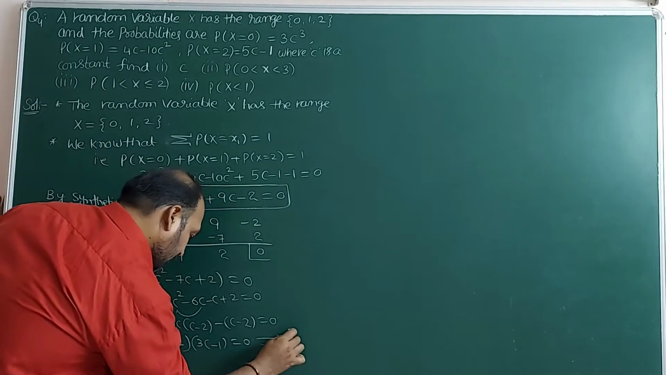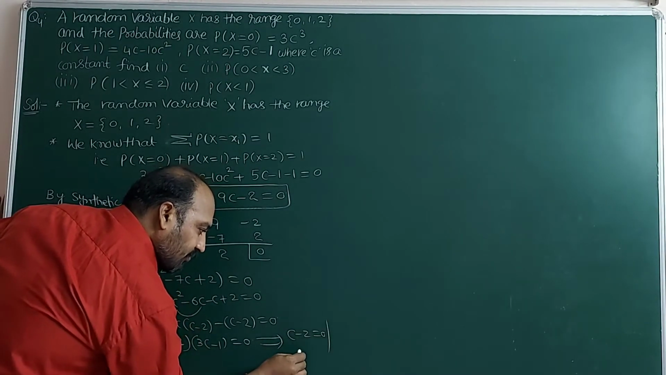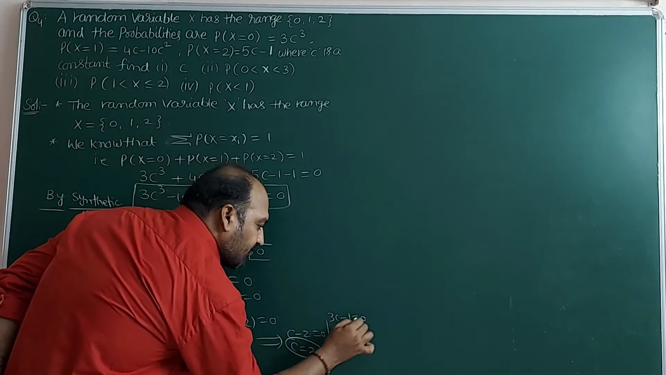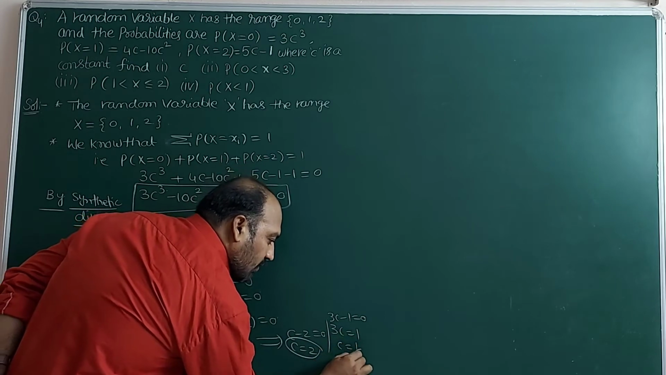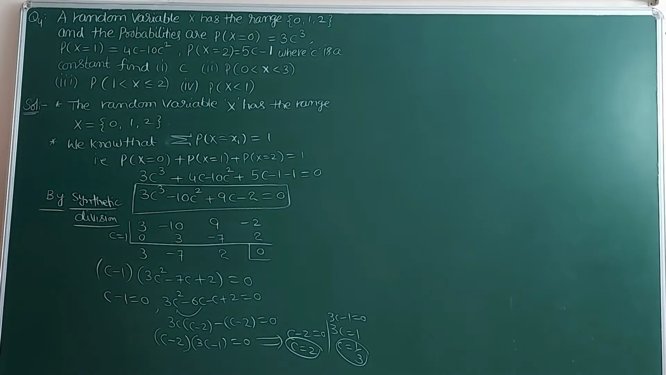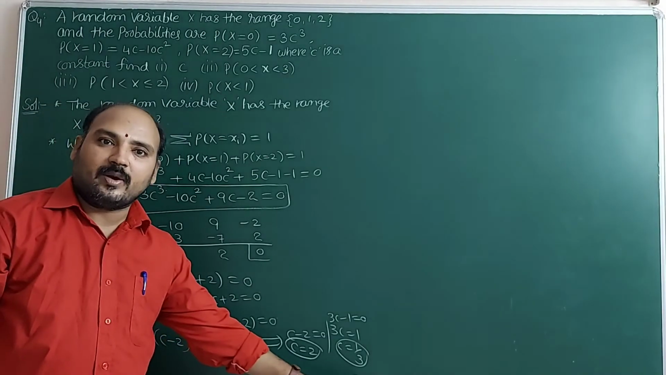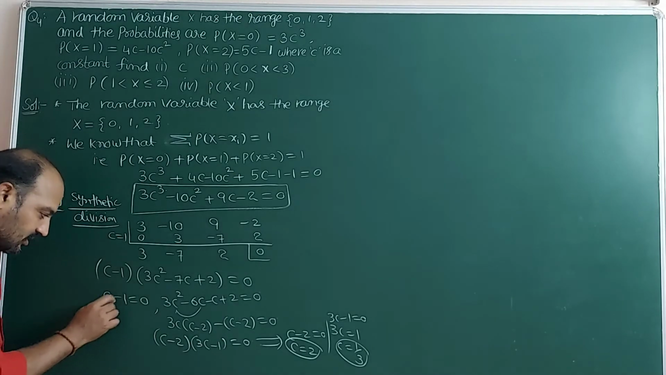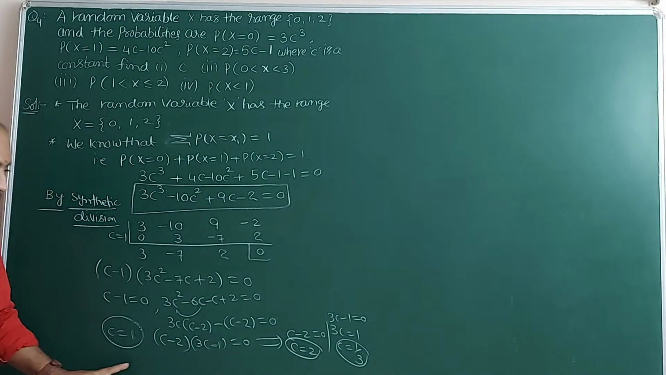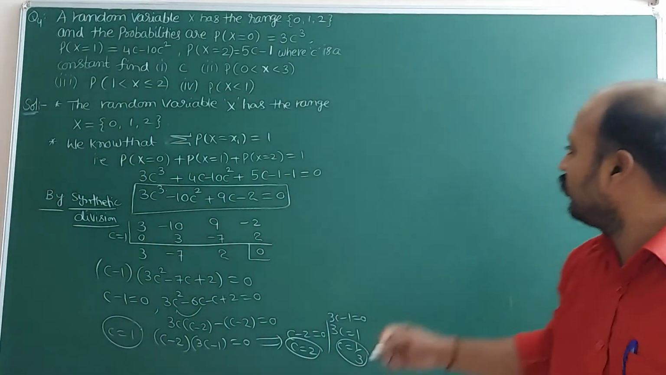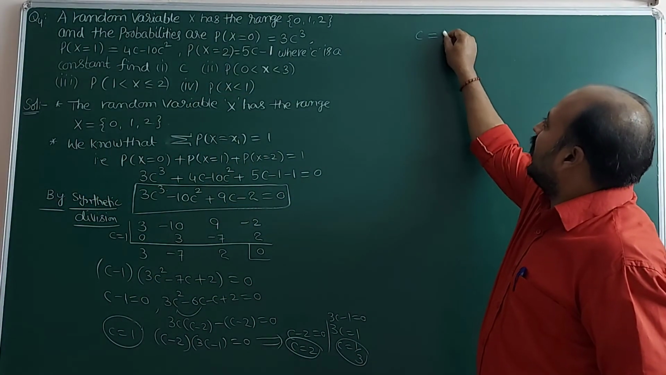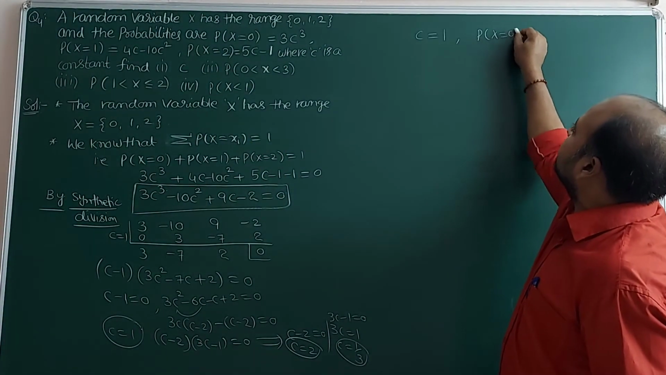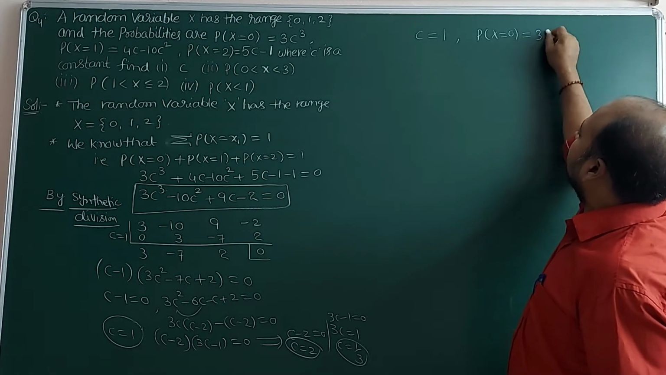That implies that c minus 2 equal to 0, c is equal to 2, and 3c minus 1 equal to 0, 3c is equal to 1, c is equal to 1 by 3. C is equal to 1, c is equal to 2, c is equal to 1 by 3. Now we will verify which values are correct values. C minus 1 equal to 0 means c is equal to 1. So among these values, which one is the right value? If we take any one of the probabilities we will verify. Suppose for example, P of x is equal to 0, 3c cube it is there.